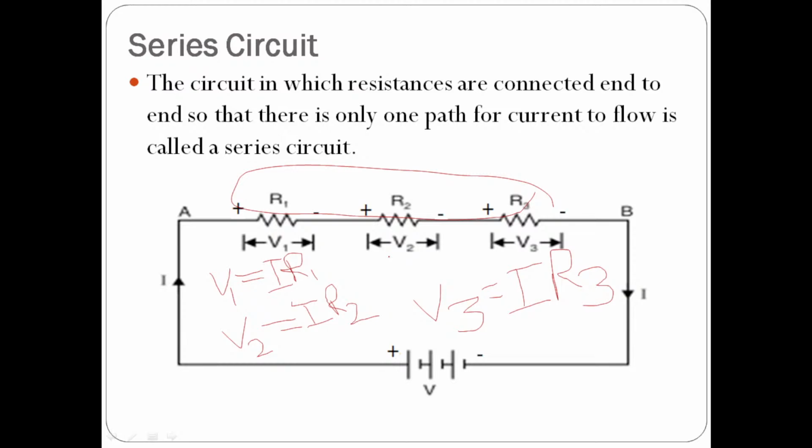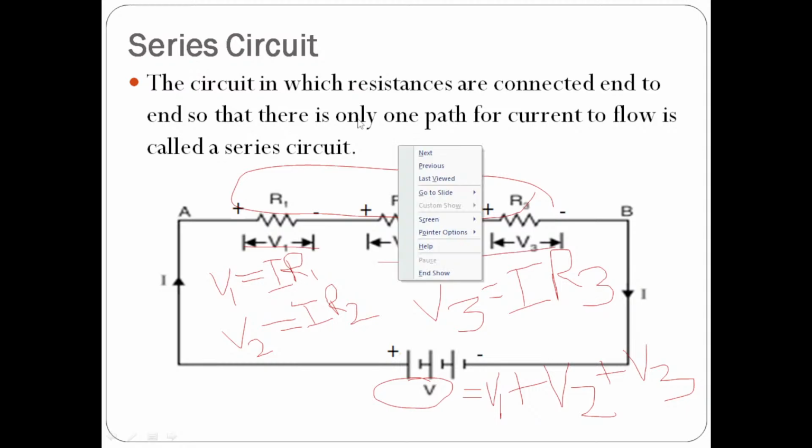So the supply voltage V will be equal to V1 plus V2 plus V3. So what is V equal to? V is equal to V1 plus V2 plus V3. So I will erase all things. Okay, I will go to the other slide.